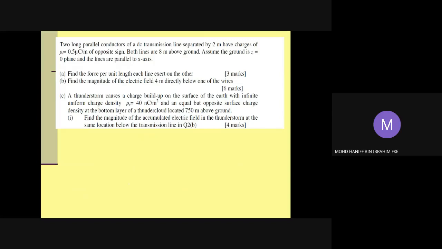We are given two long parallel conductors of a DC transmission line, which are separated by 2 meters, having charges rho L of 0.5 microcoulomb per meter of opposite sign. That means we have two conductors, one with positive and one with negative charge. Both lines are 8 meters above ground. Assume the ground is the z equal to 0 plane and the lines are parallel to the x-axis.